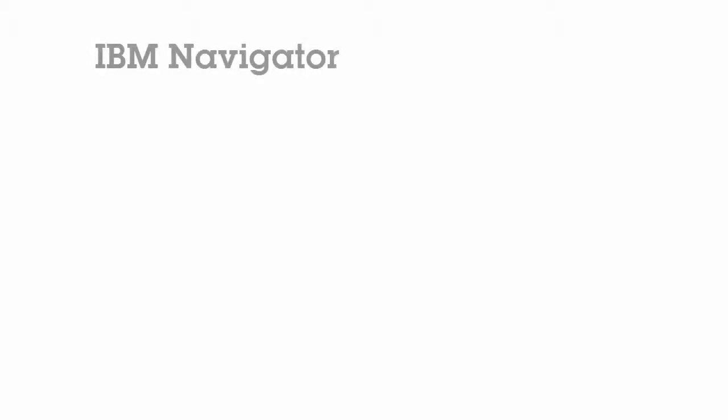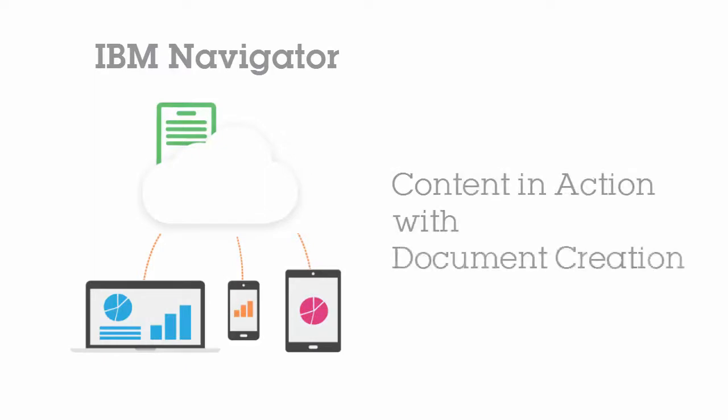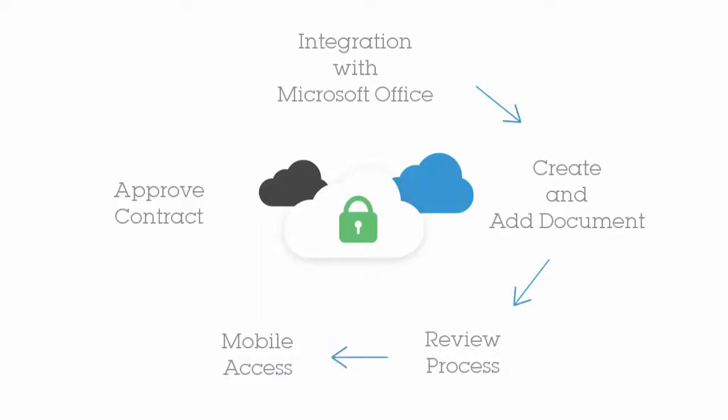IBM Navigator provides a single point of access for content on all devices. Modification, collaboration, and sharing is made simple for your organization. This demo will showcase how IBM Navigator brings agility to your business and delivers tools that help streamline business processes and deliver the content you need to put into action.